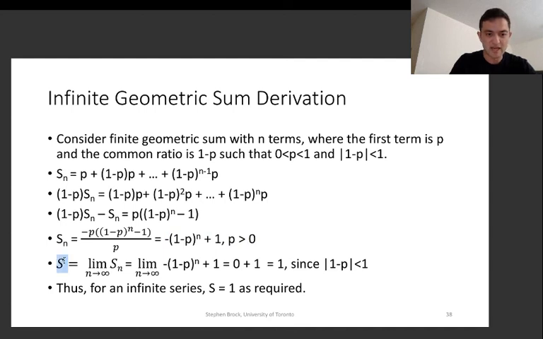And we have that S, our infinite sum that we're looking for, is equal to the limit of our finite sum as n approaches infinity, right? So that's the limit as n approaches infinity of this value right here. And we know that since 1 minus p is less than 1, if we raise it to the power of infinity, this actually approaches 0. So now this becomes 0 plus 1, which is equal to 1. Thus, for an infinite series, S equals 1 as required.